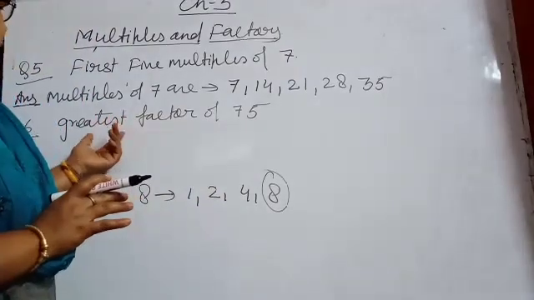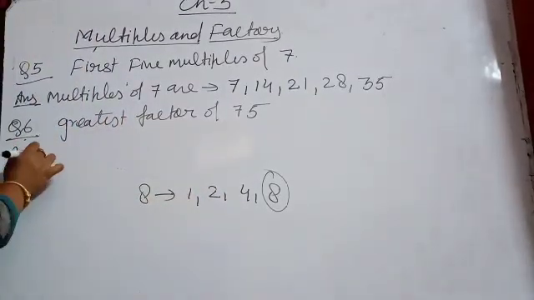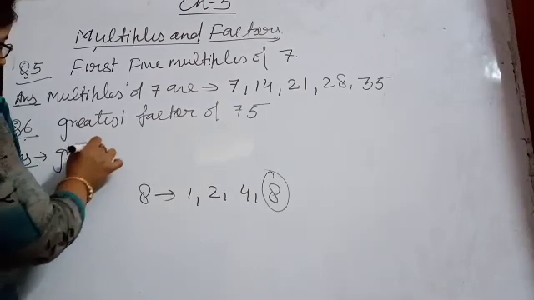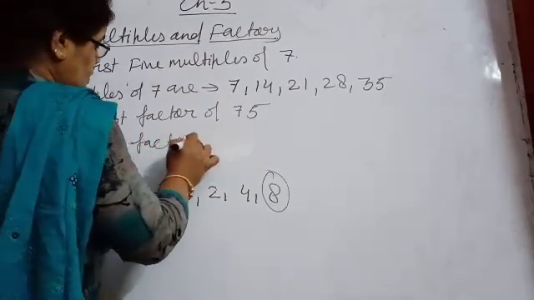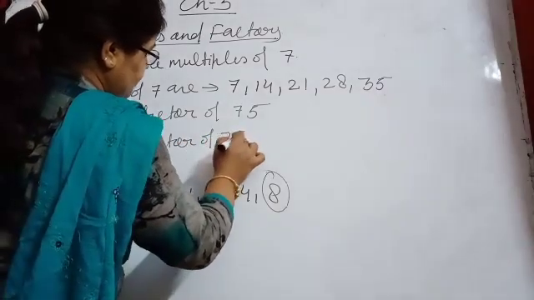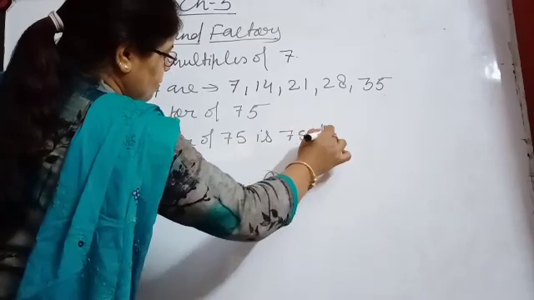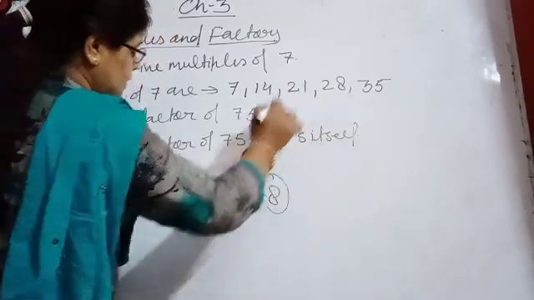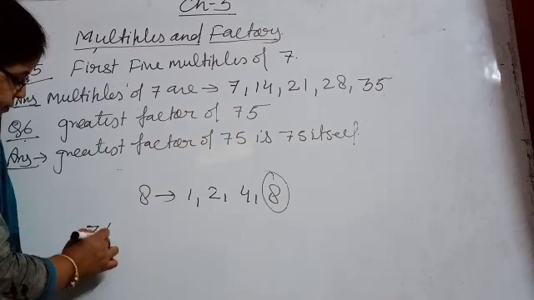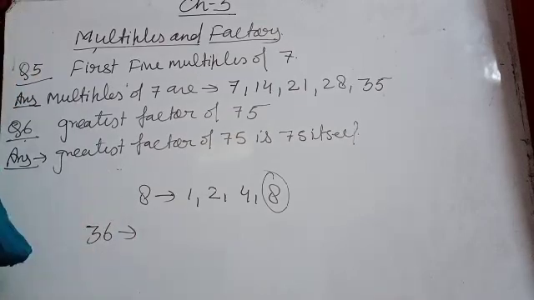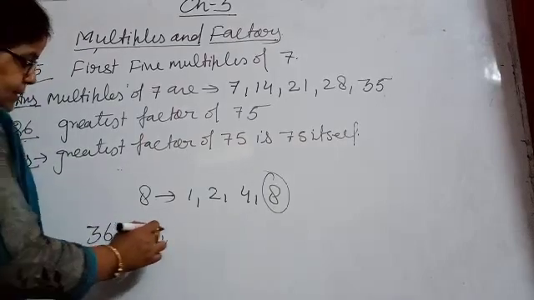So what can be the greatest factor of 75? The answer is that the greatest factor of 75 is 75 itself. Maybe everybody of you has understood this. I am giving one more example. Suppose I would like to find the factors of 36. First factor will be 1. Then 36 is divisible by 2.